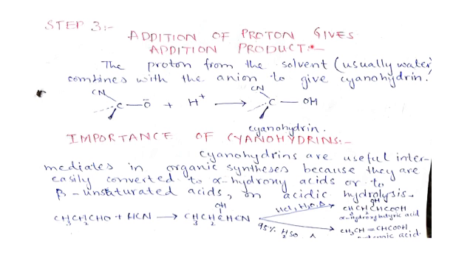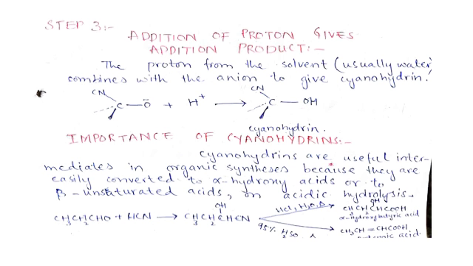In the third step, addition of the proton gives the final product. The proton from the solvent, usually water, combines with the anion to give cyanohydrin. The proton is accepted by the negative oxygen of this intermediate and leads to the formation of the cyanohydrin.